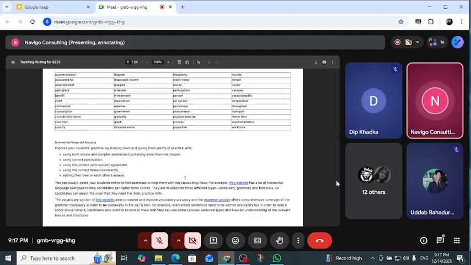The other one is grammatical range and accuracy. Inside grammatical range and accuracy, you'll have to know how to use both simple and complex sentences, right? So what do you mean by simple and complex sentences? Do you know? Do you have any ideas? What actually are simple and complex sentences?